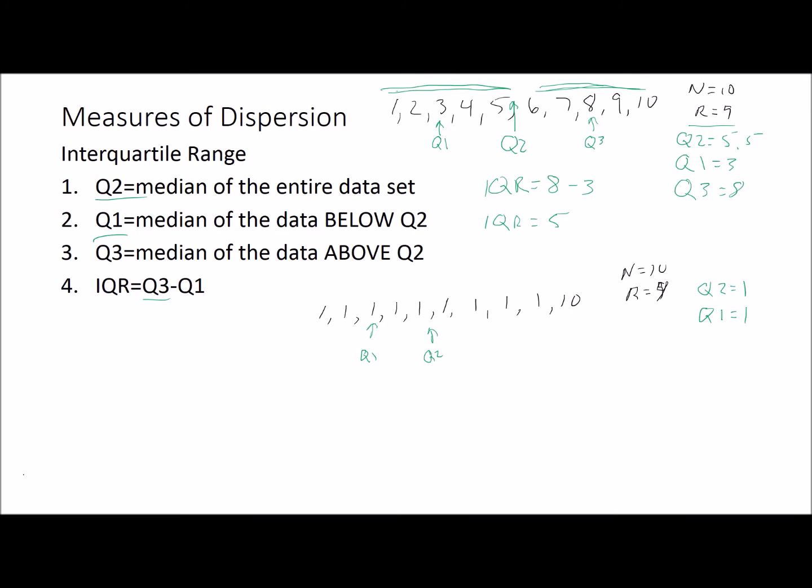So now we got to find Q3, which is the median of the data set above Q2, which would put us here. Q3, which divides the data into 4 parts, and Q3 is also 1.